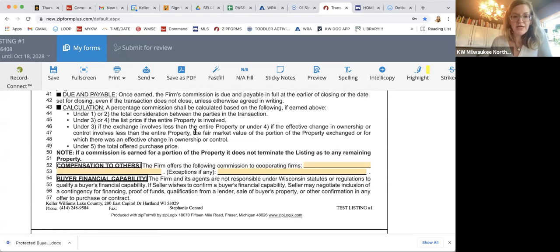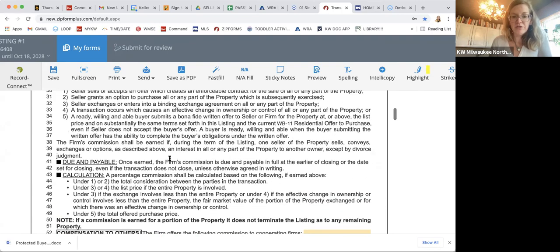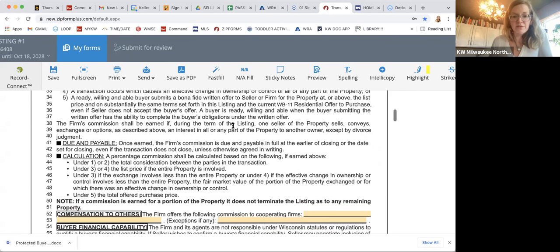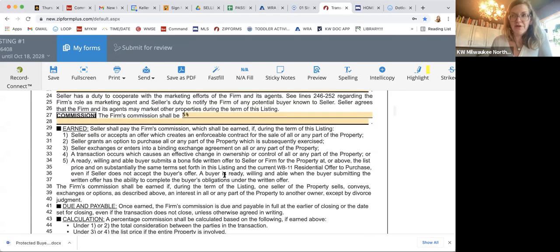Lines 43 through 49. This just describes how the commission is calculated. So a percentage commission shall be calculated based on the following. If earned above, and then it outlines, based off of how the property was transferred, how the commission is calculated. Typically though, it's the total of the purchase price times a percentage of the final sale price.